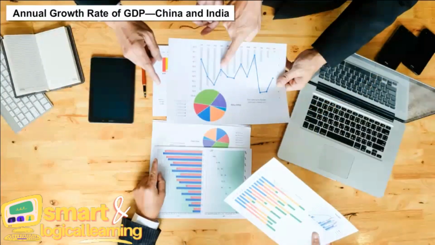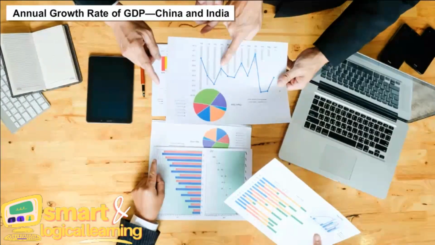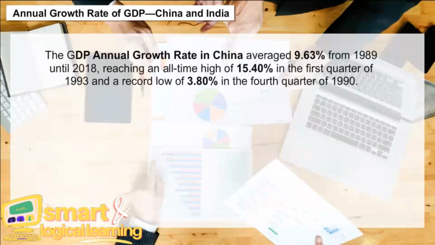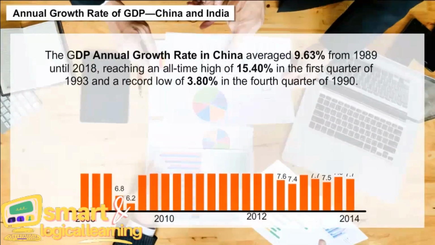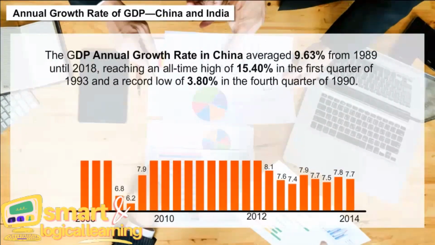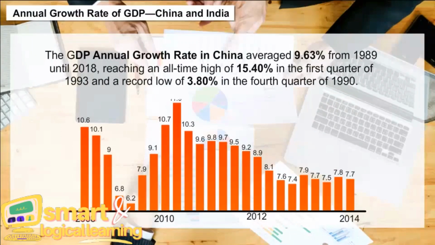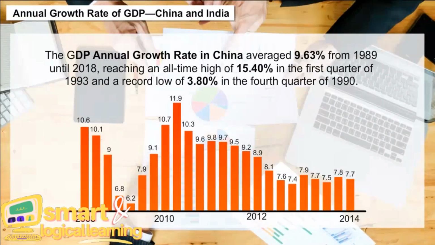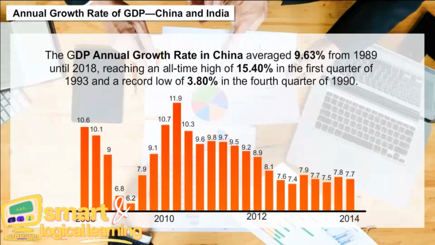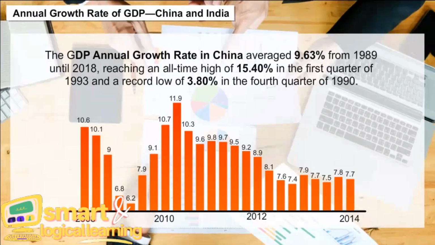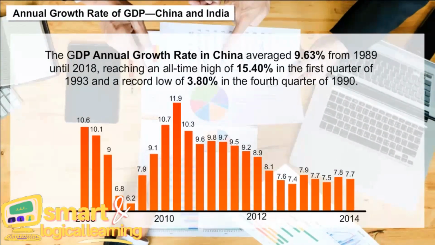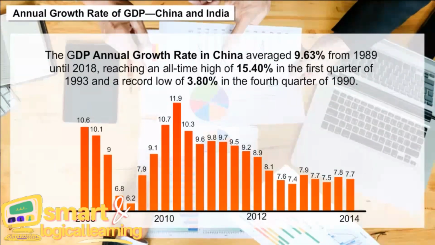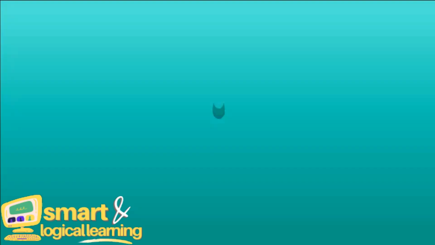Annual growth rate of GDP, China and India. The GDP annual growth rate in China averaged 9.63% from 1989 until 2018, reaching an all-time high of 15.40% in the first quarter of 1993 and a record low of 3.80% in the fourth quarter of 1990.